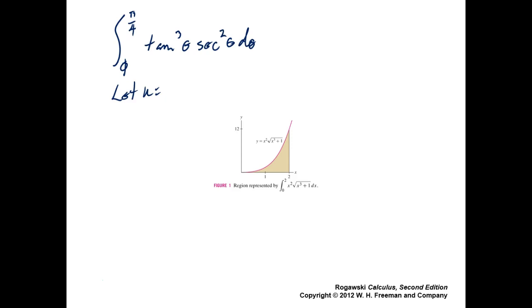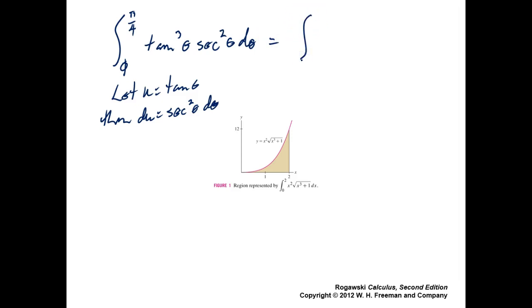Okay. Tangent. Let u equal tangent theta. Okay. Then du is equal to secant squared theta d theta. Okay. Very good. Now look at that. What does this become?